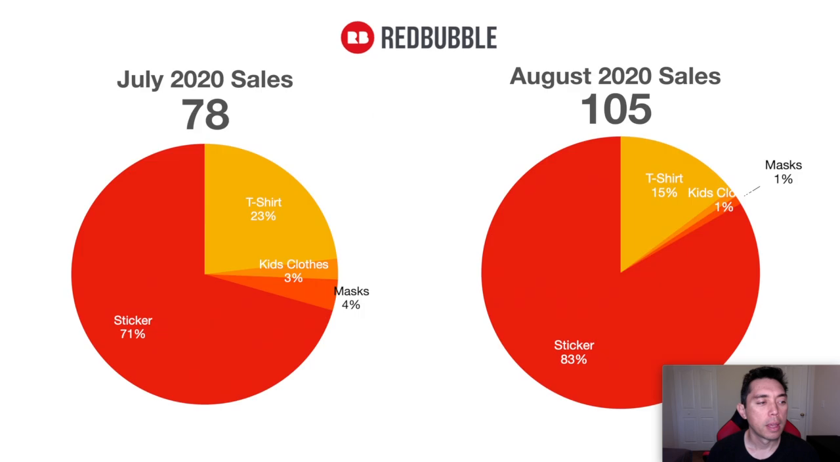So here's the breakdown of my sales. I got this pie chart that I used last time, July 2020. You can see 78 sales.